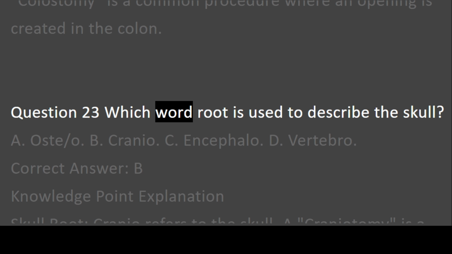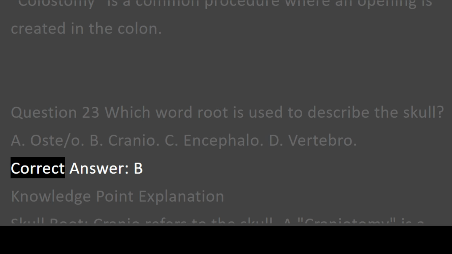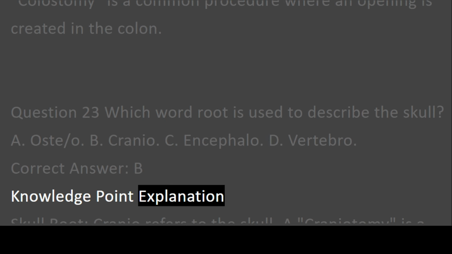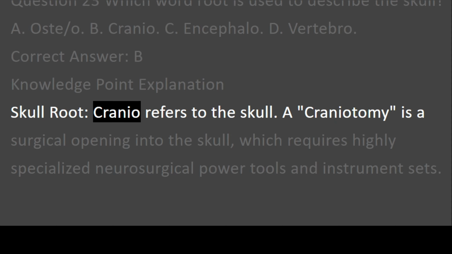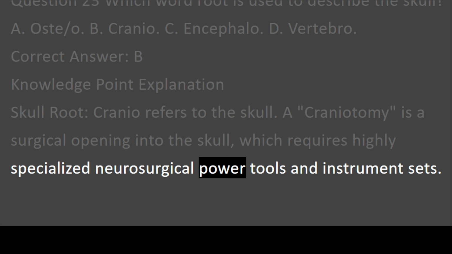Question 23. Which word root is used to describe the skull? A. Osteo. B. Cranio. C. Encephalo. D. Vertebro. Correct answer, B. Knowledge point explanation. Skull root, cranio refers to the skull. A craniotomy is a surgical opening into the skull, which requires highly specialized neurosurgical power tools and instrument sets.